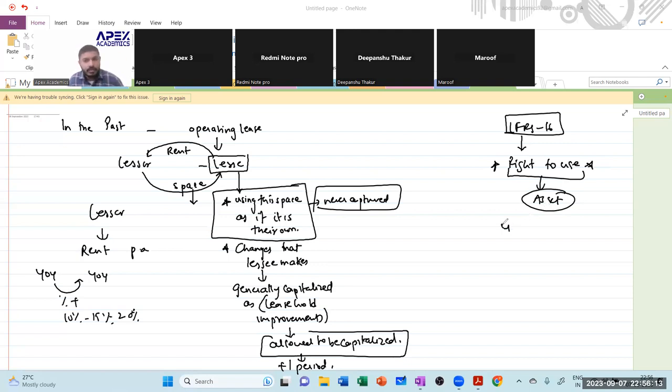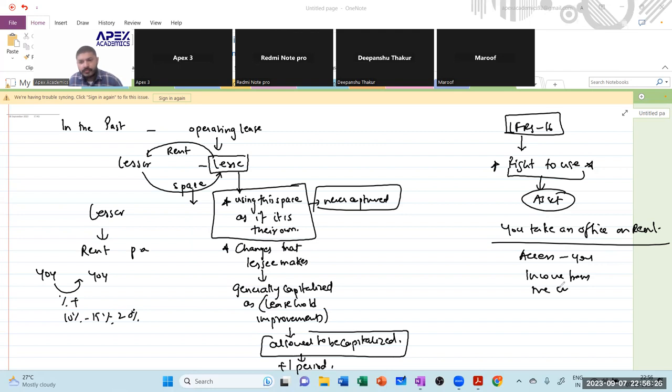Now, for example, you take an office on rent. Who has access to this office? You have access to this office. Who derives an income from the use of this office? You derive an income from the use of this office. So basically, you are using this office to earn an income. You are using this office for your right of access. And the fact that you are paying rent gives you a right to use this office. This particular right in itself is an asset.